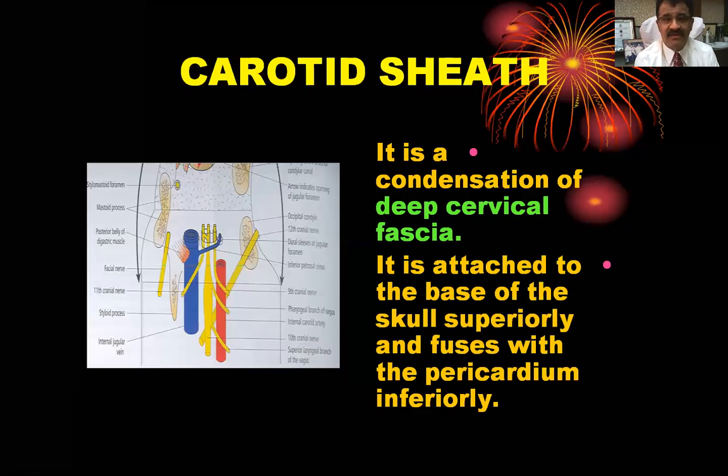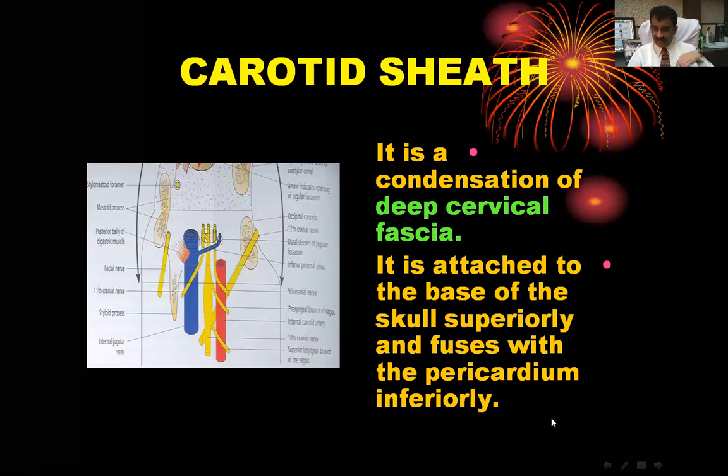But we have to also explain what this carotid sheath means. It is a condensation of deep cervical fascia. So it is a derivative of deep cervical fascia, and it gets condensed to form a sheath around the vessels. It is attached to the base of the skull superiorly and fuses with the pericardium inferiorly.